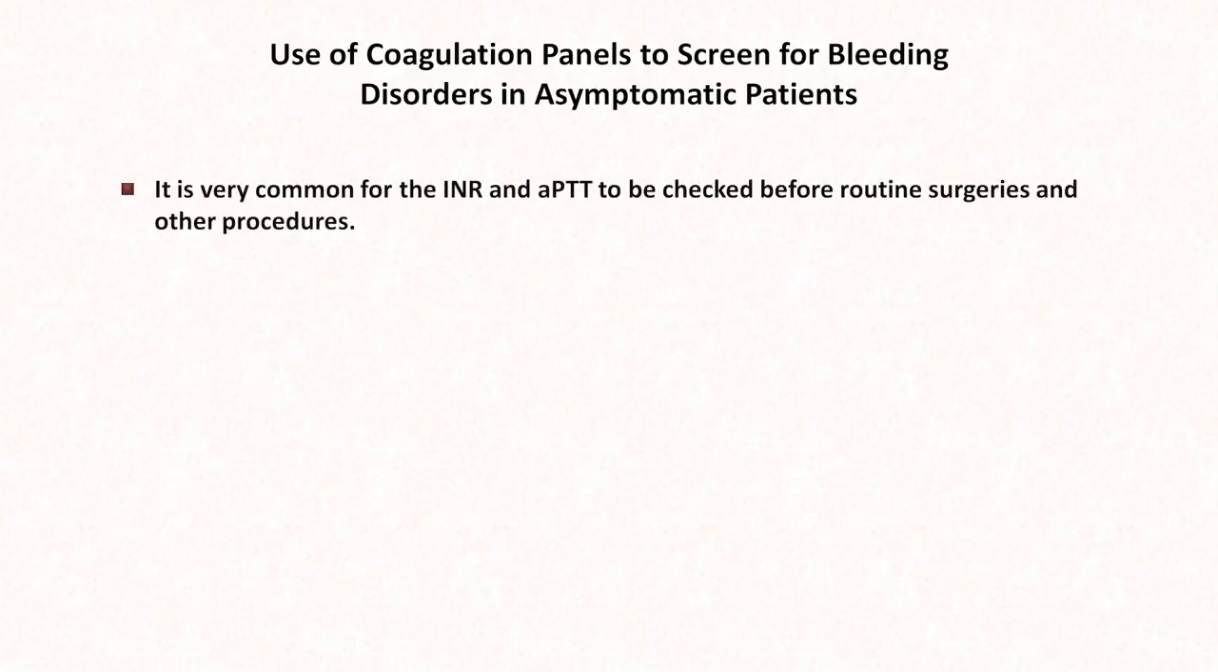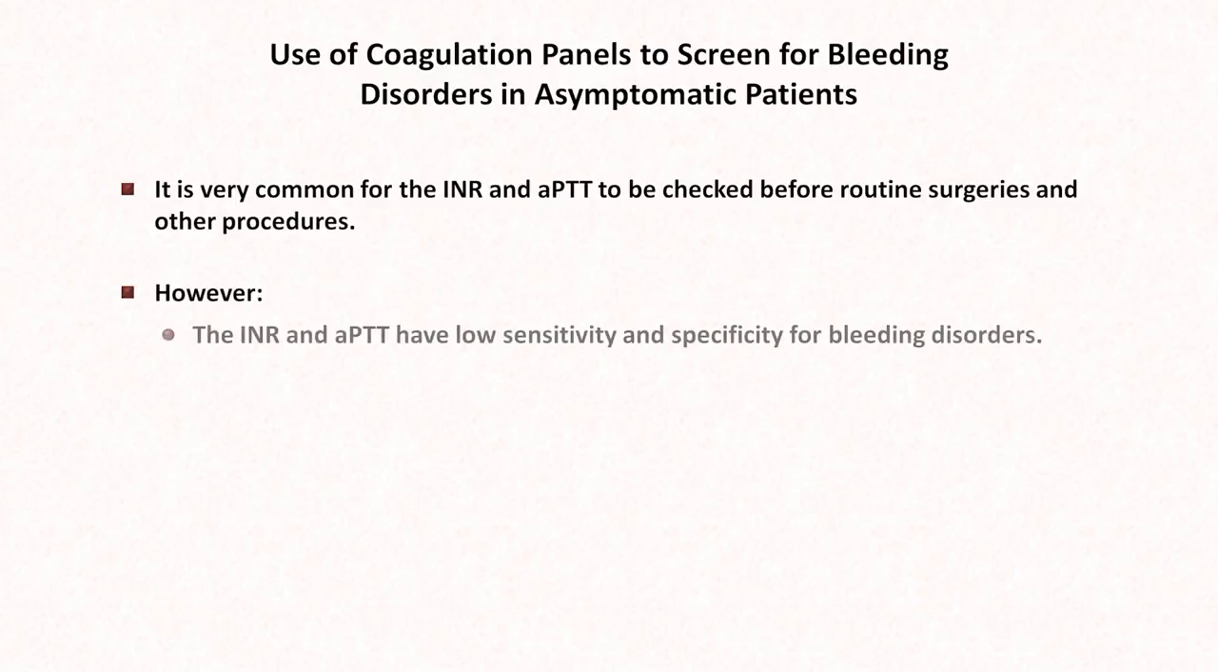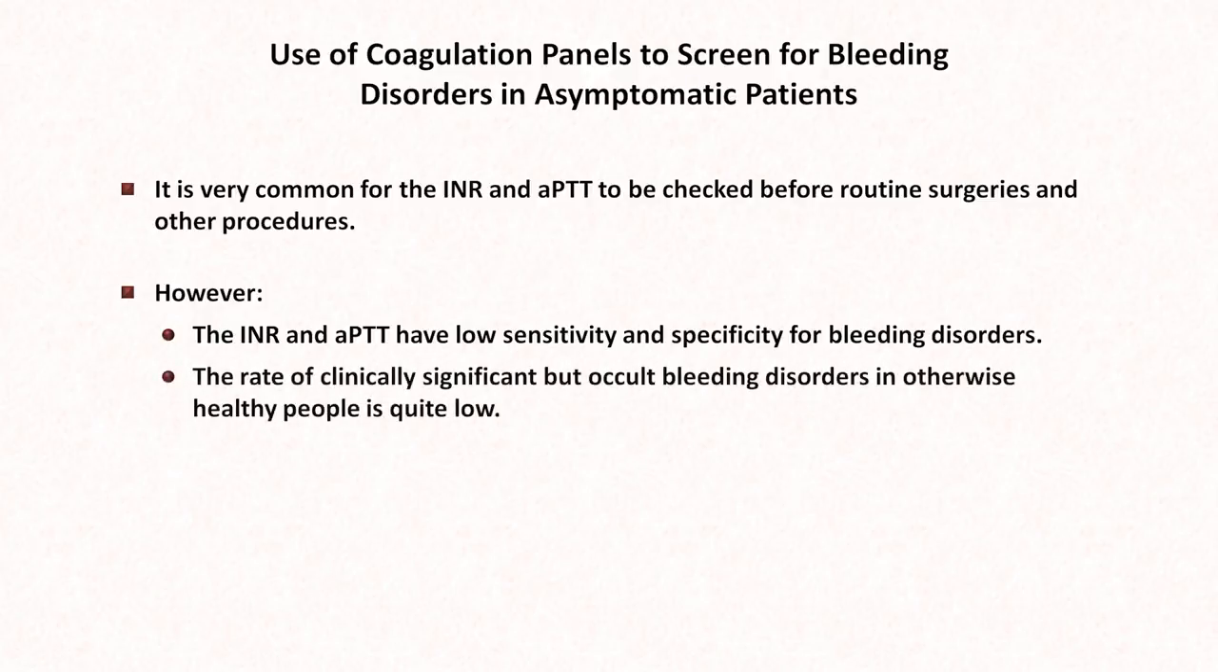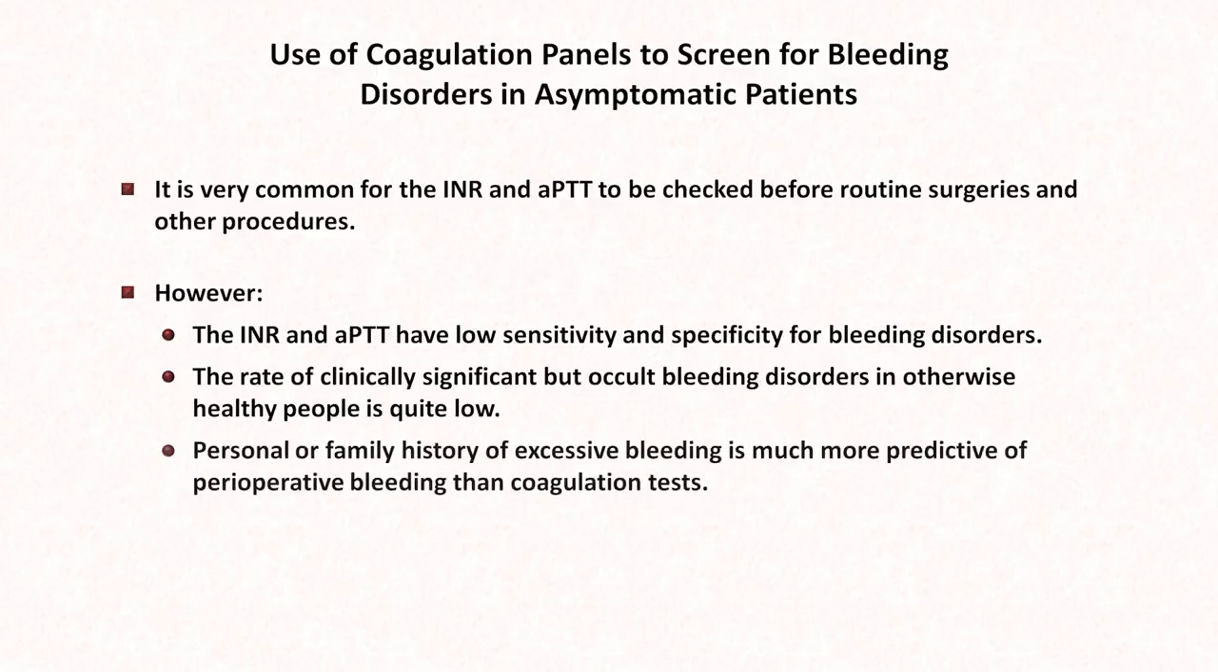So first, it's very common for the INR and PTT to be checked before routine surgeries and other procedures. However, the INR and PTT have low sensitivity and specificity for bleeding disorders. The rate of clinically significant but occult bleeding disorders in otherwise healthy people is quite low, and personal or family history of excessive bleeding is much more predictive of perioperative bleeding than coagulation tests.